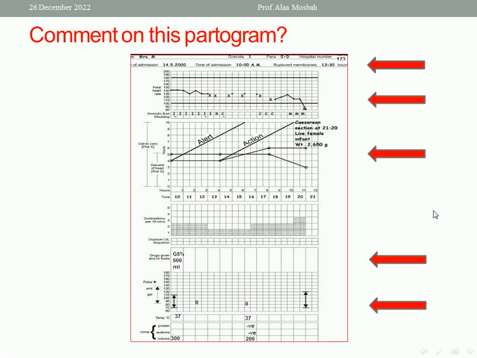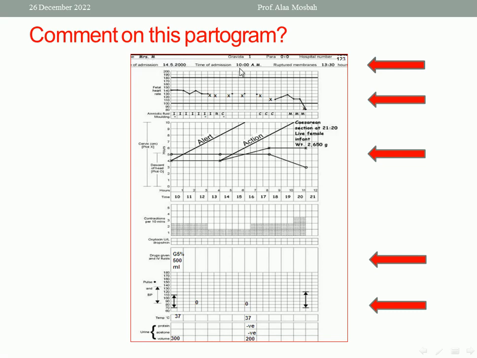Okay, at the end, after description of all this, we should say what is the method of delivery and why. And also we should comment on the doctor who did the follow-up for this case, if he did well or not. Okay, let's start. This part is for personal information, including the name, Mrs.